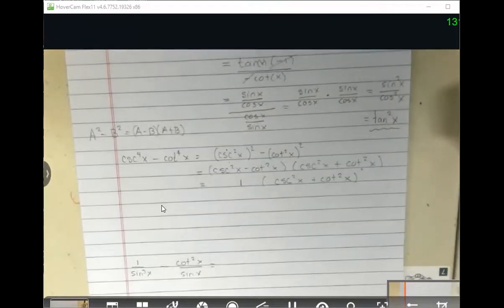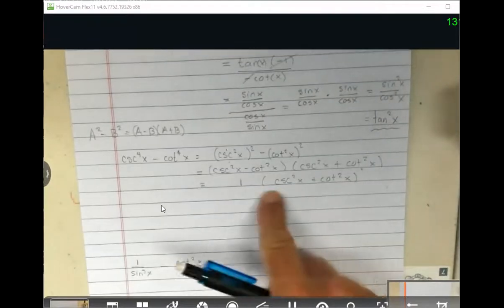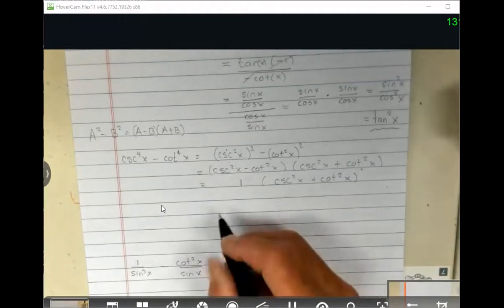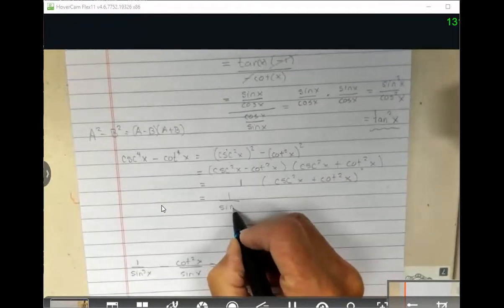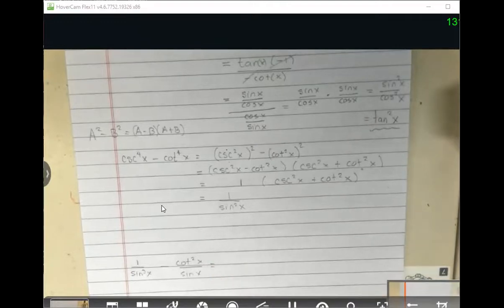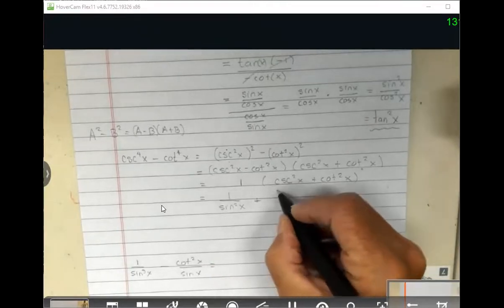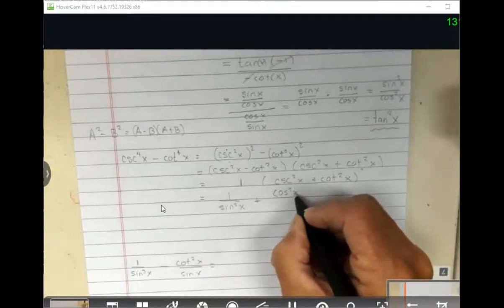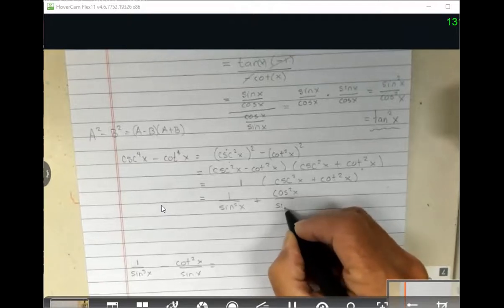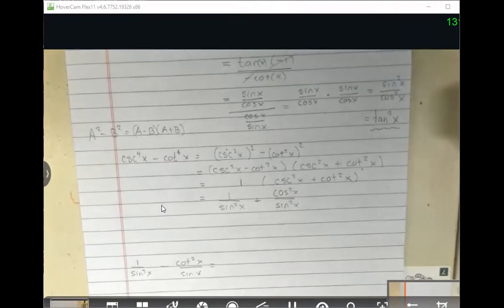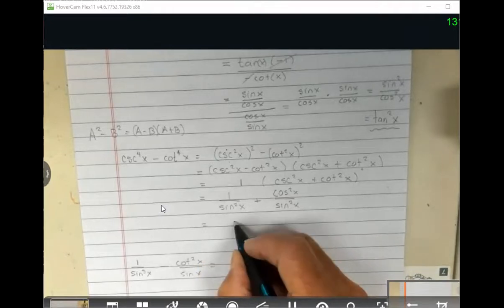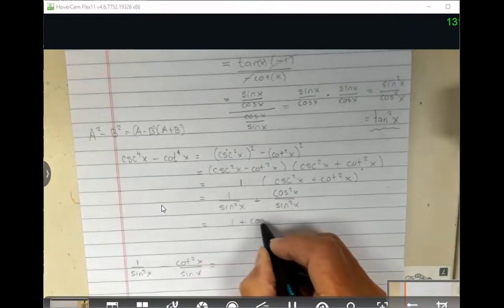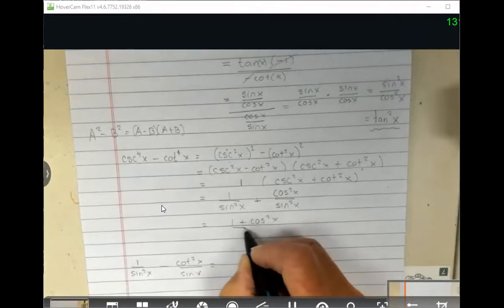Now I'm going to write this expression on the right-hand side in terms of sines and cosines. Cosecant squared is 1 over sine squared. Cotangent squared is cosine squared over sine squared. And I can now put that as a single fraction that looks like 1 plus the cosine squared of x over sine squared of x.